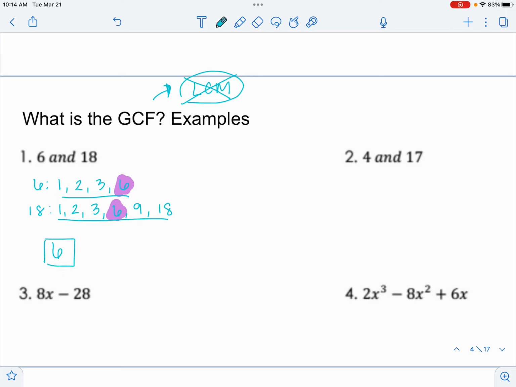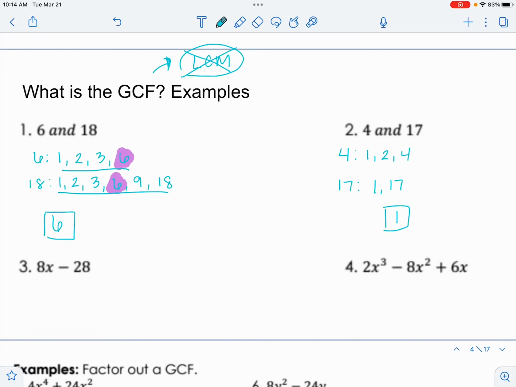For 4 and 17, my factors of 4 are 1, 2, and 4. Confusing myself. And then of 17, it's 1 and 17. So the largest factor that they both share is 1.